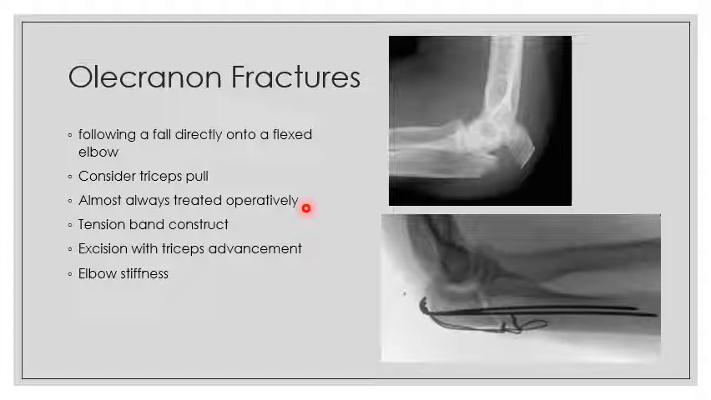What we do is we use a tension band construct. So you put a wire, then a tension wire. What happens is the pull of the triceps in this construct creates a compression, facilitating your bone healing. Another option, if the fragment is too small, is to do an excision of the fragment and a triceps advancement. It's important to know that with whatever treatment, there's always a chance of elbow stiffness. So our goal is again early elbow mobility.